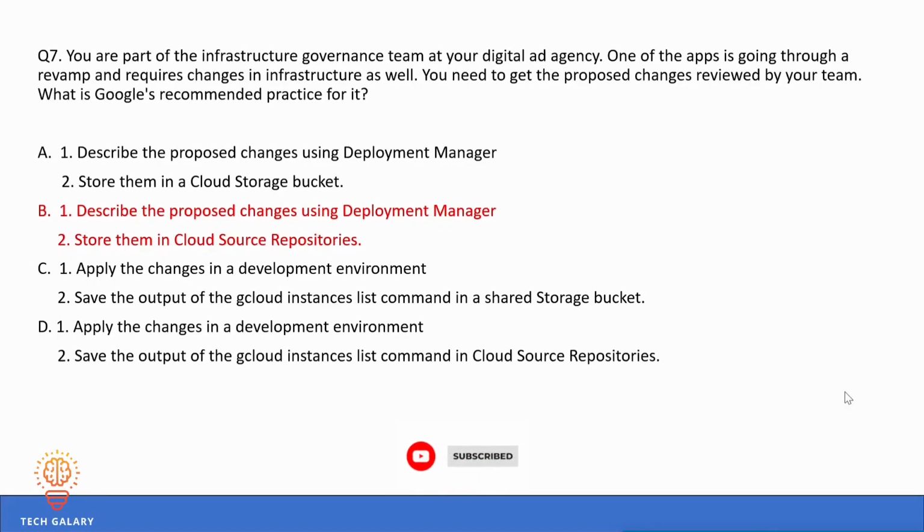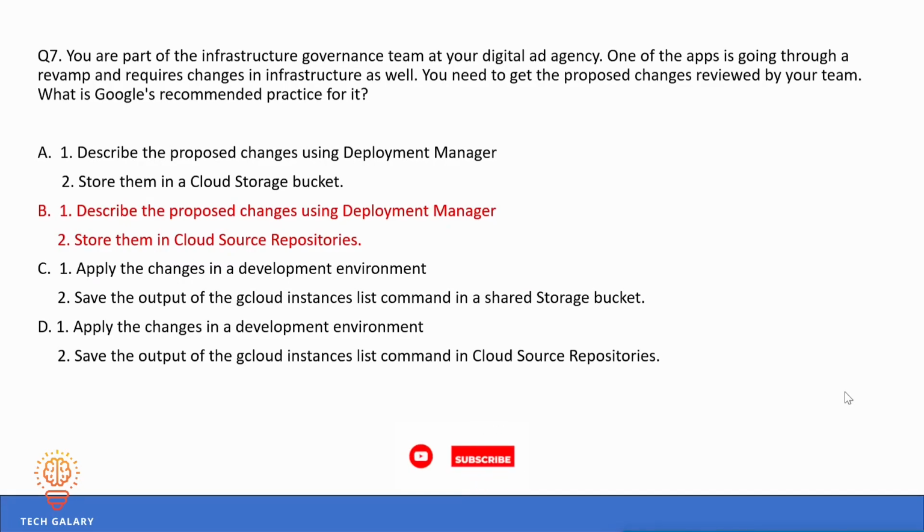Let's take a look at option C. Apply the changes in a development environment. Save the output of the gcloud instances list command in a shared storage bucket. Option C is incorrect because applying changes before the review is not the best practice. Now let's take a look at option D. Apply the changes in a development environment. Save the output of the gcloud instances list command in cloud source repository. Here also, applying changes before the review is not a best practice.